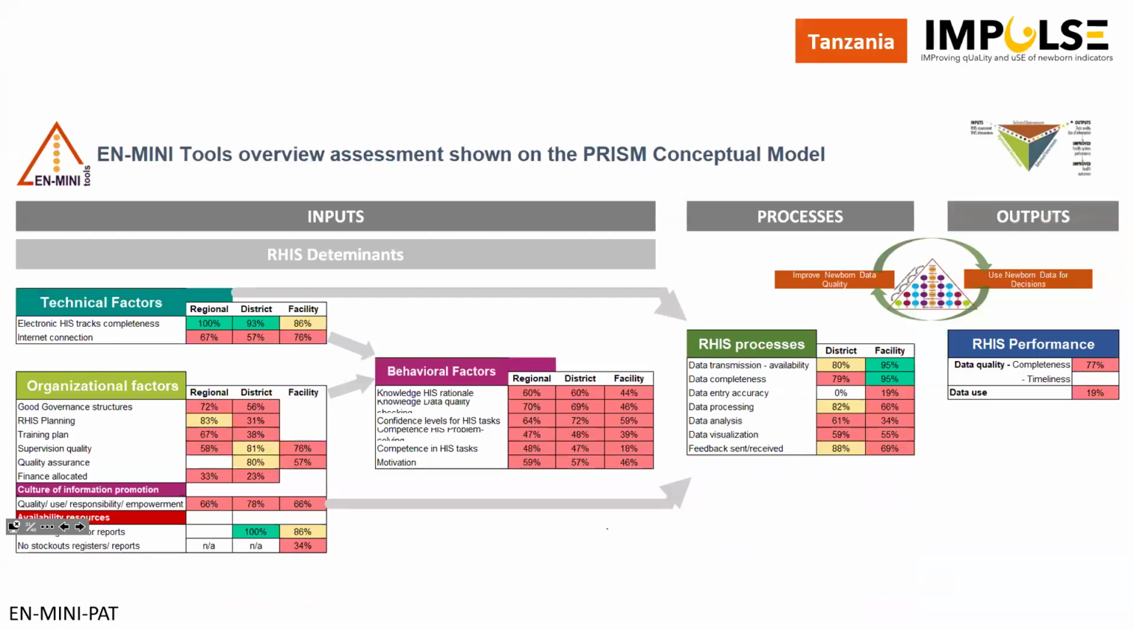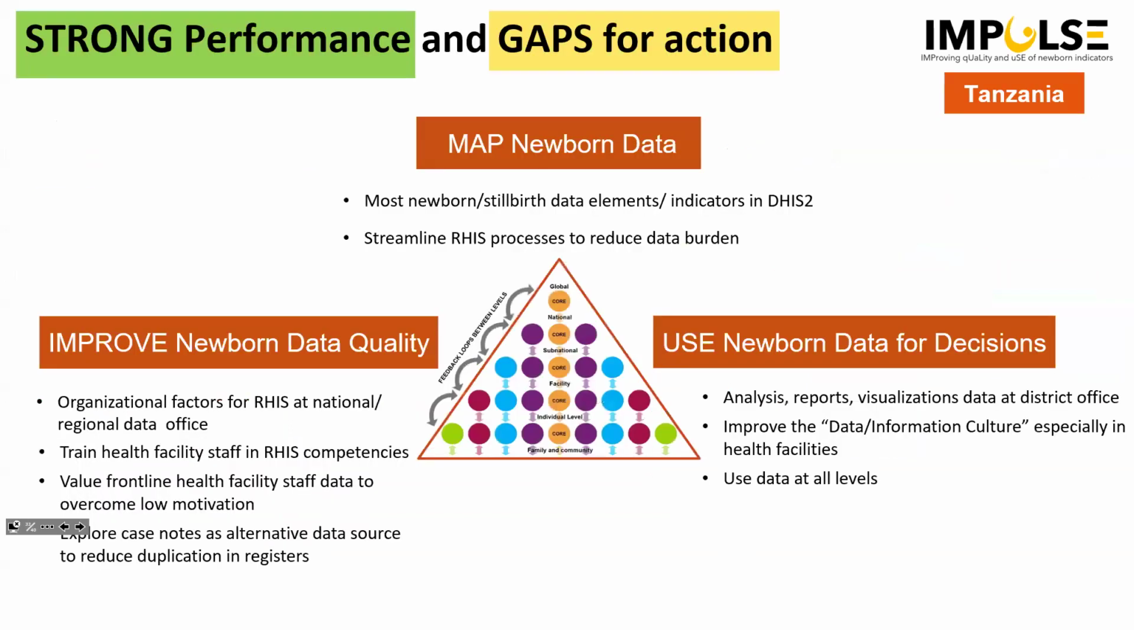In summary, here is the overall picture in Tanzania using the PRISM framework, heat mapped. For technical and organizational factors, the health facility level is lower than the district and regional levels. Behavioral factors are lower, shown in red in the middle. And also for process and performance, there are many, many gaps.